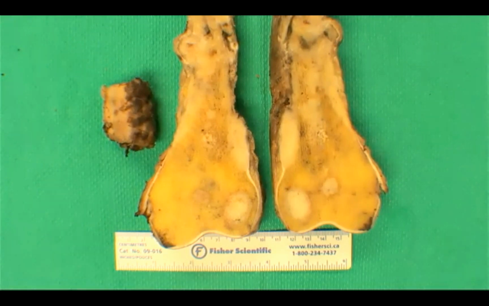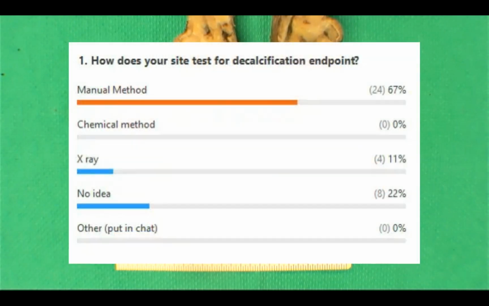That's great. And then how about we go to the next poll question? How does your site test for decalcification endpoint? Because again, it's important to not over decalcify, because you can imagine you're putting a live specimen in very strong organic acids, not the nicest conditions.